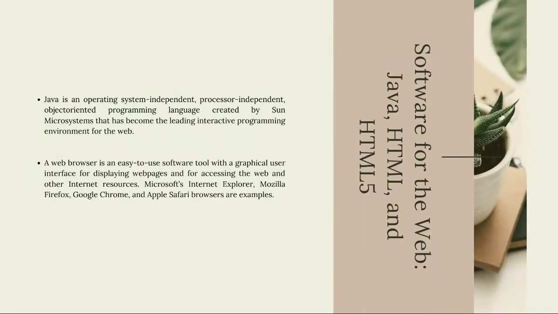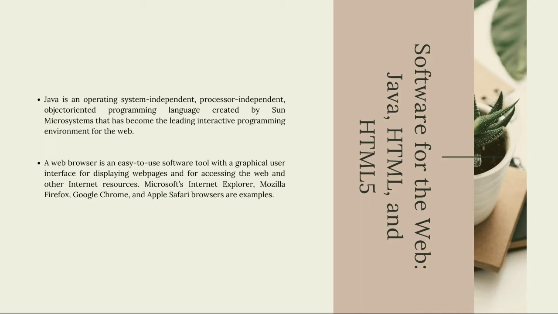Software for the web: Java, HTML, and HTML5. Java is an operating system independent, processor independent, object-oriented programming language created by Sun Microsystems that has become the leading interactive programming environment for the web. The Java platform has migrated into mobile phones, smartphones, automobiles, music players, game machines, and set-top cable television systems serving interactive content and pay-per-view services.